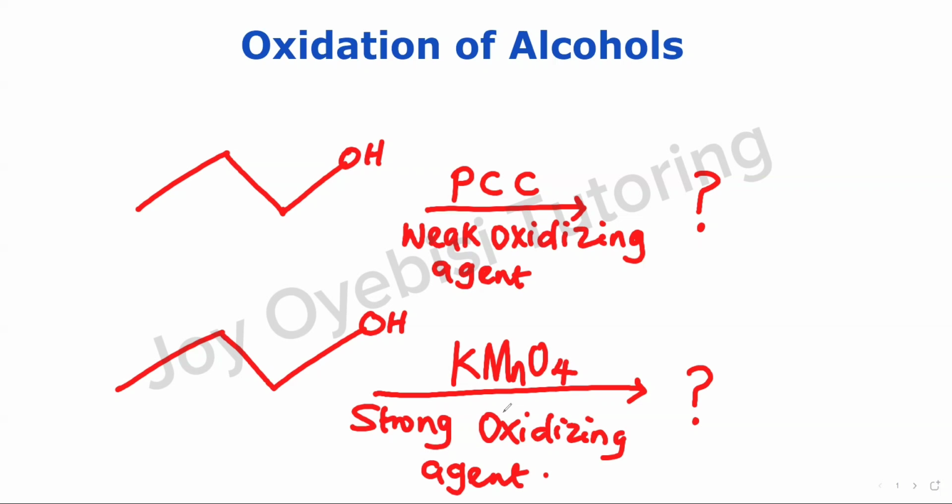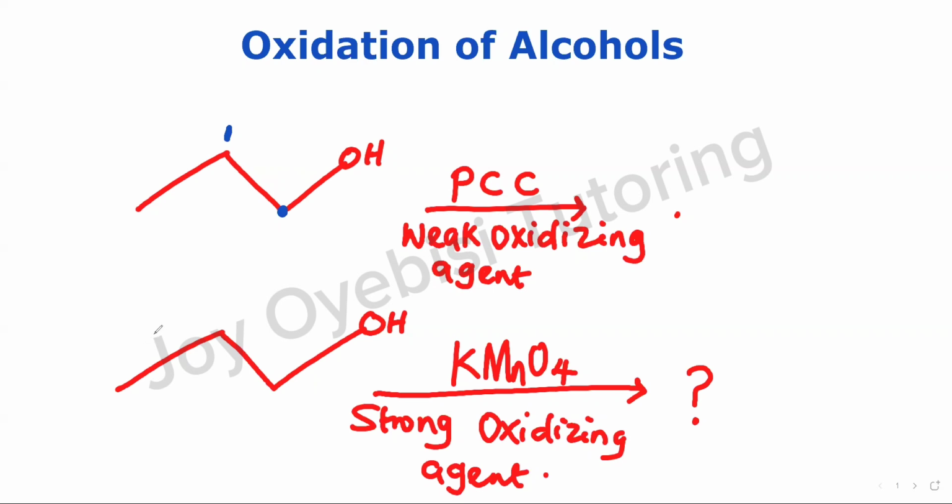A primary alcohol, when you oxidize it using a weak oxidizing agent, the product we'll get would be an aldehyde. For those who don't know what a primary alcohol is, when the carbon bearing the OH is connected to only one other carbon, then it's primary.